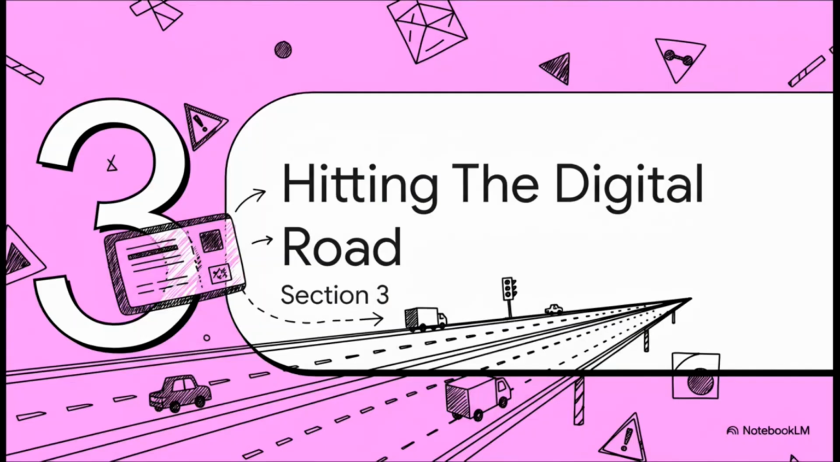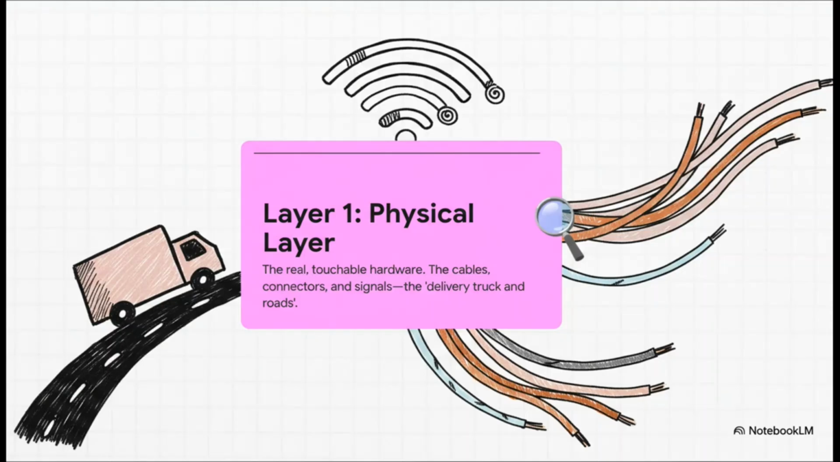Okay, Section 3. Hitting the digital road. The package is ready, it's addressed, it knows the local rules. Now, it's time to actually send this thing. And here we are, all the way down at the bottom. Layer 1, the physical layer. This is the real-world stuff you can actually touch. We're talking copper wires, fiber optic cables, the radio waves for your Wi-Fi. In our analogy, this is the delivery truck, the highway, the asphalt itself. Without this physical stuff, nothing is going anywhere.